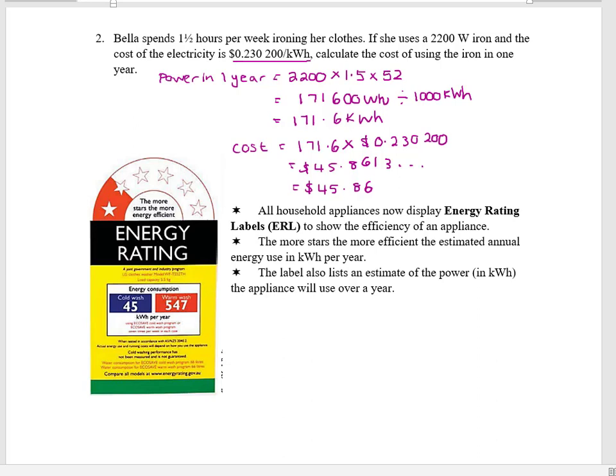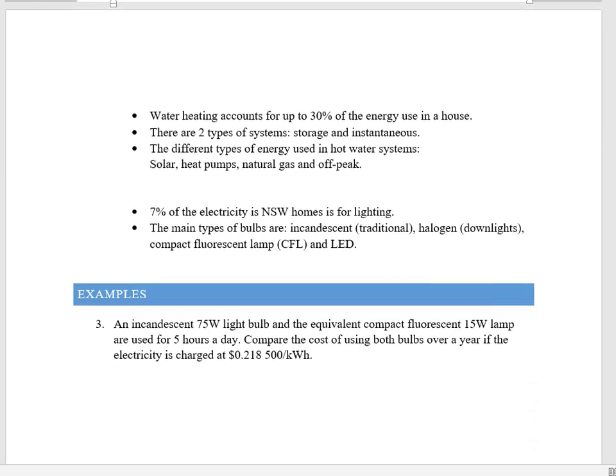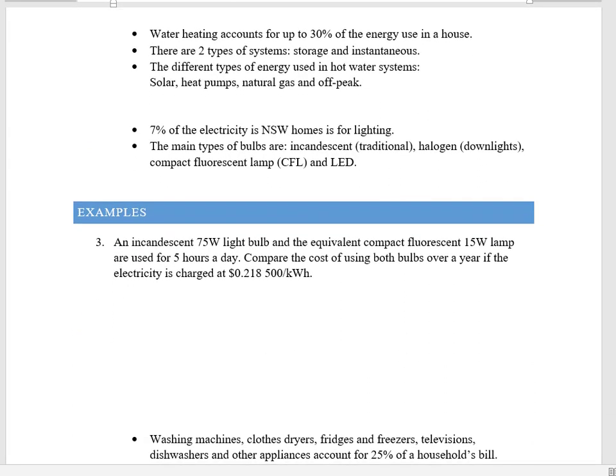Now the next thing we need to know is that all household appliances now display an energy rating, and they all look like this, and you would have all seen that. Obviously, the more stars, the more efficient. The estimated cost of the energy used in kilowatt hours is given on here, which is an estimation of the cost of running that appliance. So let's have a look at some examples. But before we do that, we can just read through this. Water heating accounts for 30% of energy usage in a house. There are 2 types of systems, storage and instantaneous. And people use solar, some people use heat pumps, natural gas, and off-peak.